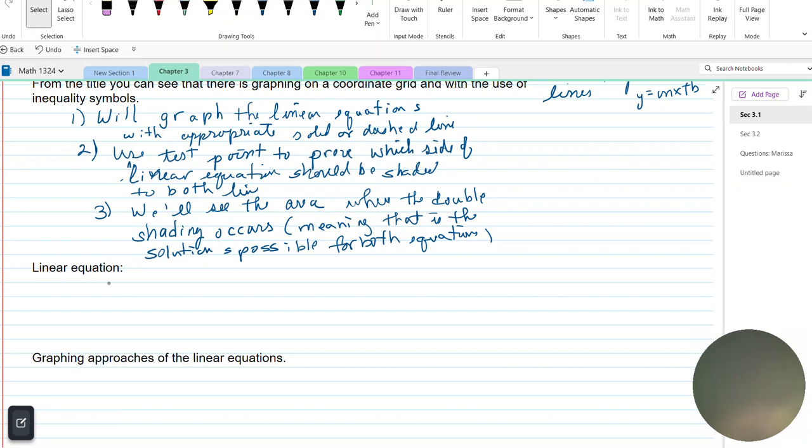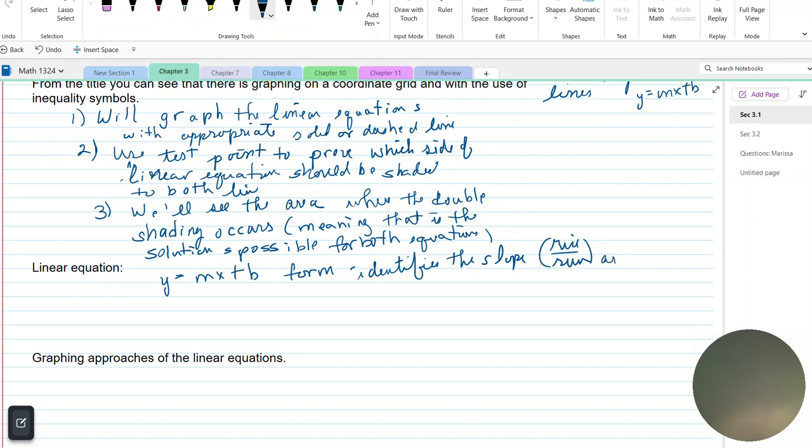So let's review the linear equation. It is y equals mx plus b form, which identifies the slope, and that means rise over run, and the y-intercept, which is 0 and b, the starting point of graphing. So we can see that that works.